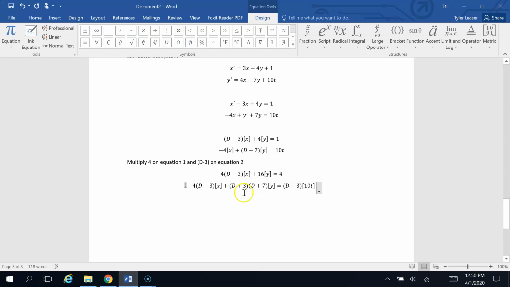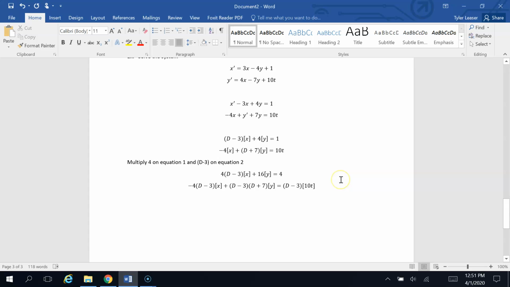Remember that I was specific here, but we didn't really need to change the order of these two things. But just for future reference, when you're operating on an equation, you always want to apply it to the left. So we have the constant. That's just a constant. It stays out front. And then D minus 3 acting on x. Then we had this. We're going to operate this with D minus 3. Glad I checked. So D minus 3 acting on D plus 7y. And then on the right-hand side, we're still going to have D minus 3 acting on 10t.